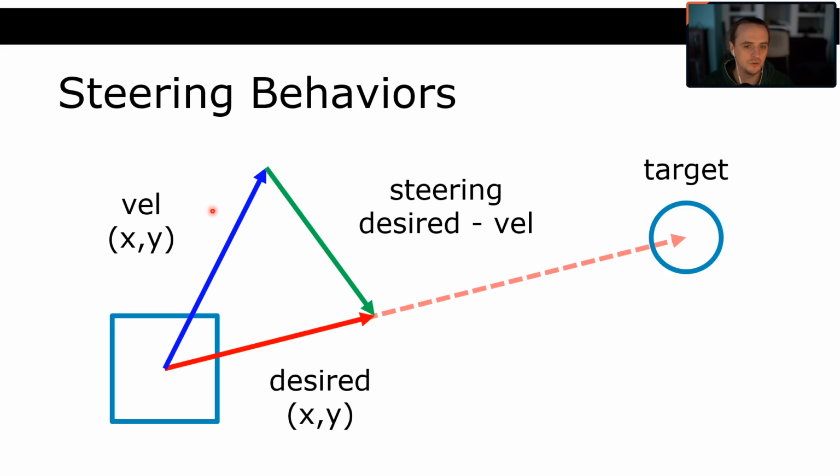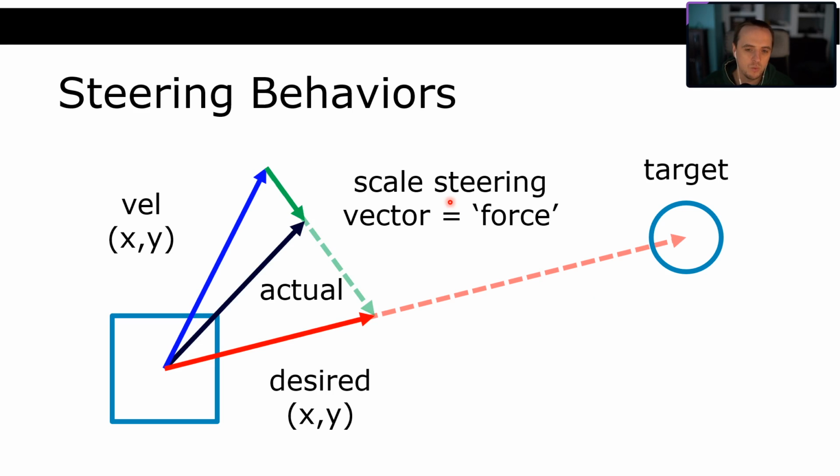And what we're going to do is create a steering force. So this steering force vector is the desired velocity minus the current velocity. So desired minus vel is steering. Here we are at the position of our current velocity. Here we would be at the position of our desired velocity. So in order to get the vector pointing from velocity to desired, we take desired minus velocity.